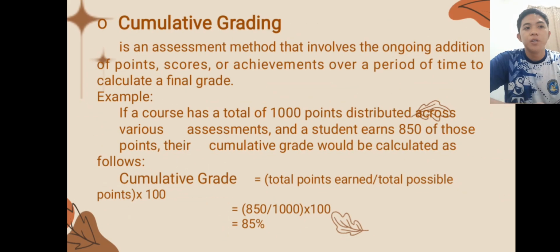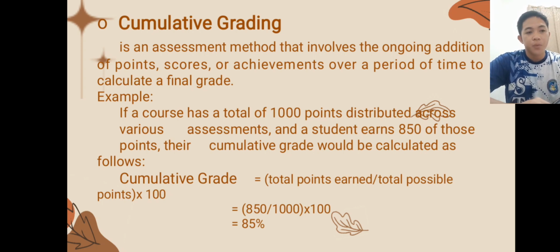Cumulative rating is an assessment method that involves the ongoing addition of points, scores, or achievements over a period of time to calculate a final grade. So, cumulative rating is like the summation, where they add up all your scores from different assignments and tests to give you a final grade for the course.